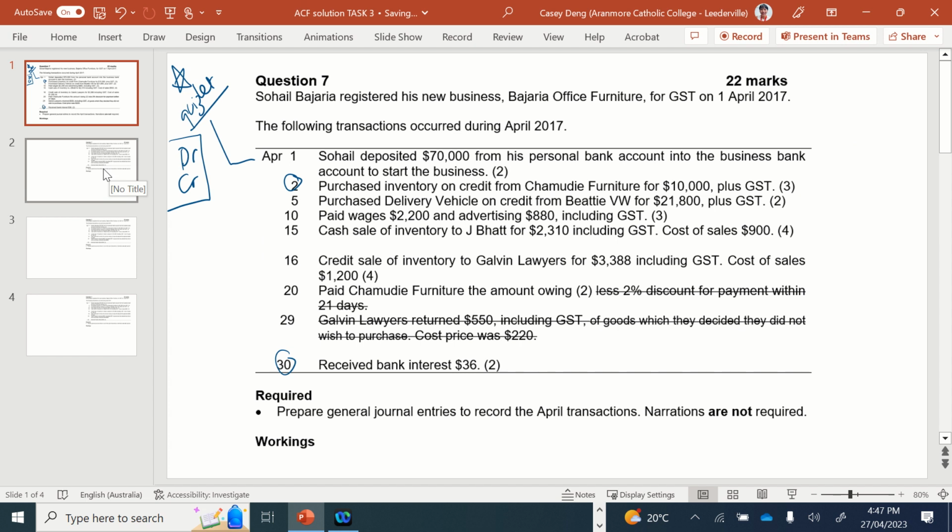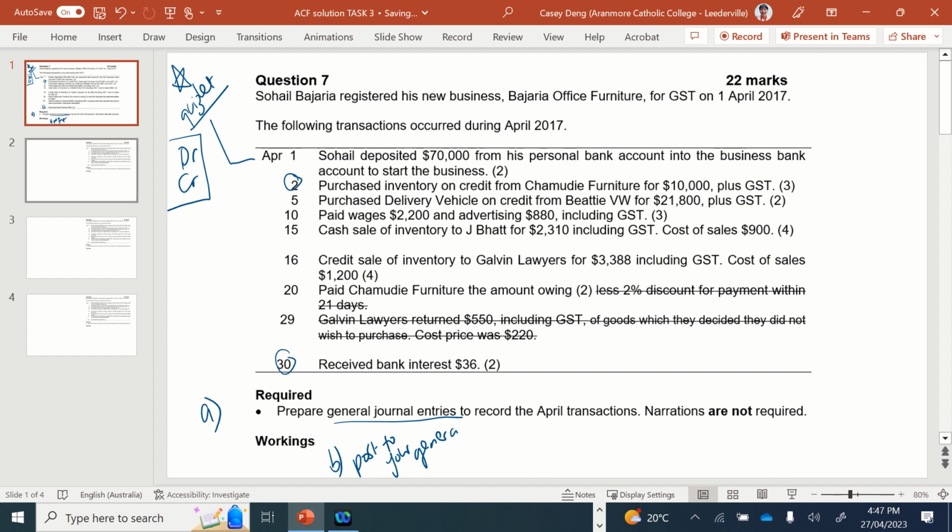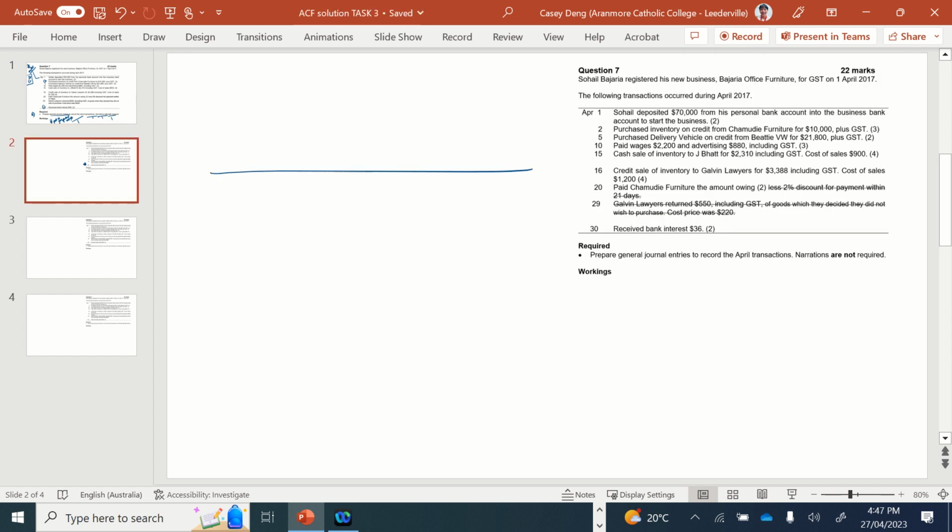Okay, so the first thing you need to do is prepare the general journal entry. So that's going to be part A. Part B is going to be post to your general ledger, which is your T ledger. And you'll have a ledger for every single account that you have. I just want to say something about these accounts. I'm going to use the bank account as an example.